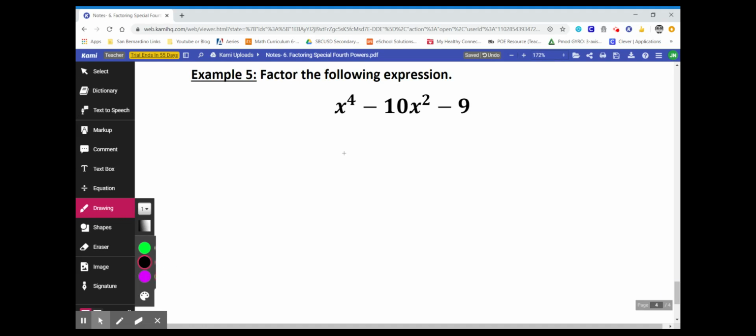One last one. So same idea. We have to factor the following expression: x to the power of 4 minus 10x squared minus 9. Again, let's use u substitution. So let u equal x squared.